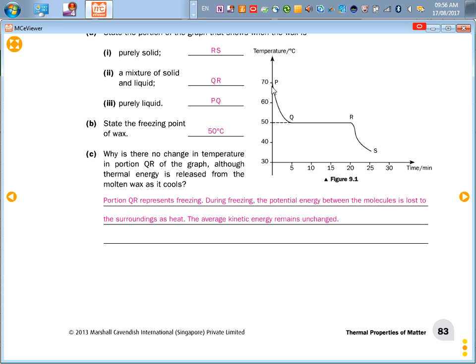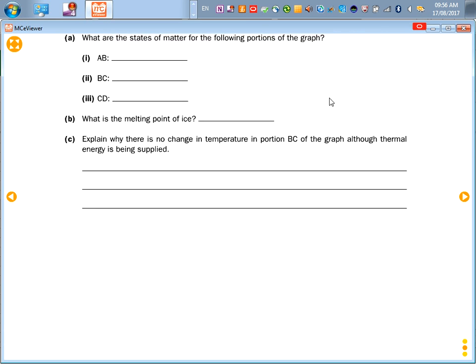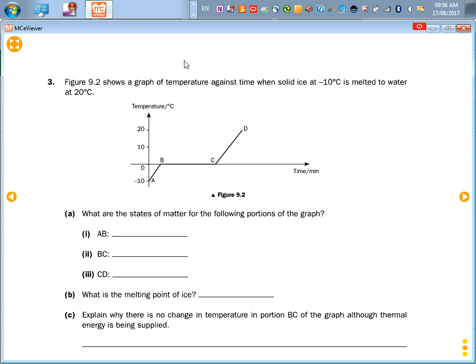Yes. So she said that when temperature changes, like in PQ and RS, it means there is a change in the kinetic energy. Correspondingly, temperature goes up, kinetic energy goes up. Temperature goes down, kinetic energy goes down. So when temperature doesn't change, your average kinetic energy also doesn't change. Okay? Next. Now we have something we are more familiar with.